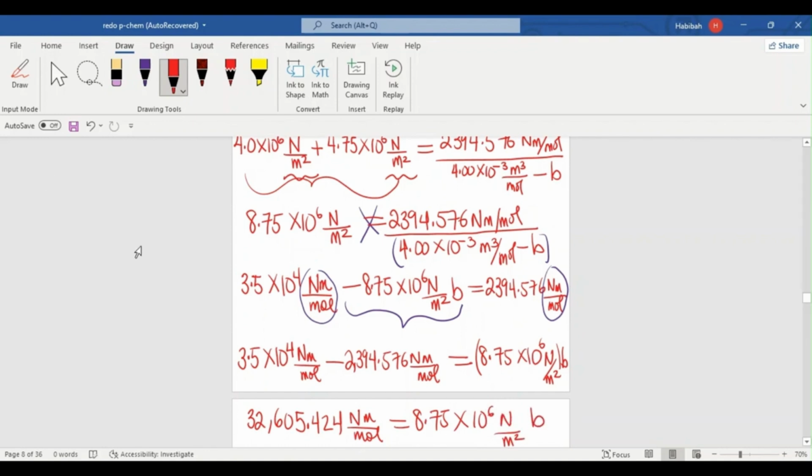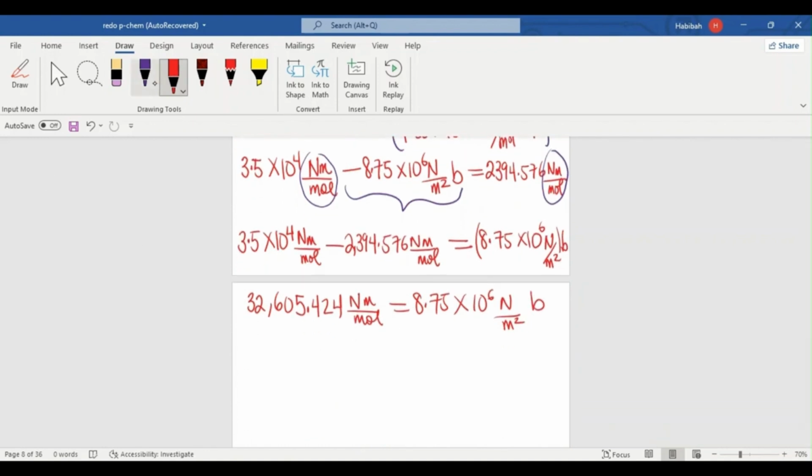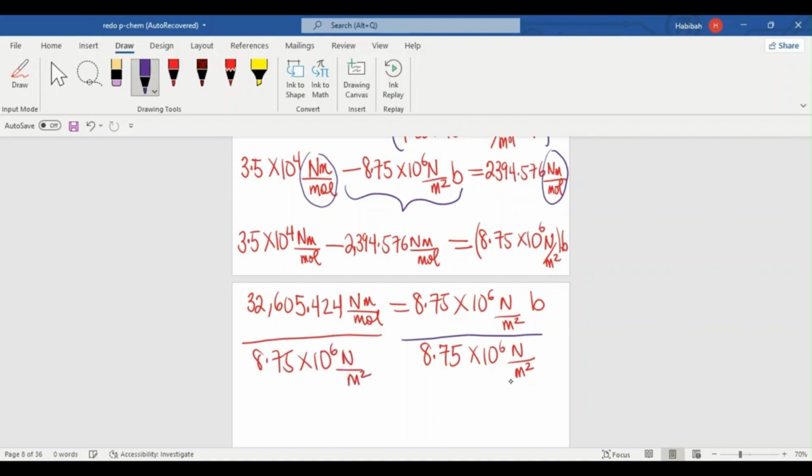So of course you know what's next because you've been doing math your whole life, and as a chemistry major you should know this. It's just going to cancel both sides by 8.75 times 10 to the power of 6 Newton per meter squared in order for you to isolate and determine the value for B. So I'm going to do that here. 8.75 times 10 to the power of 6 Newton per meter squared. Cancel out the Newton here and the Newton here as well. Those are the only things I can cancel out.